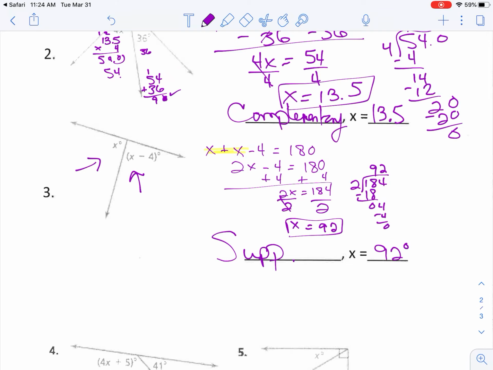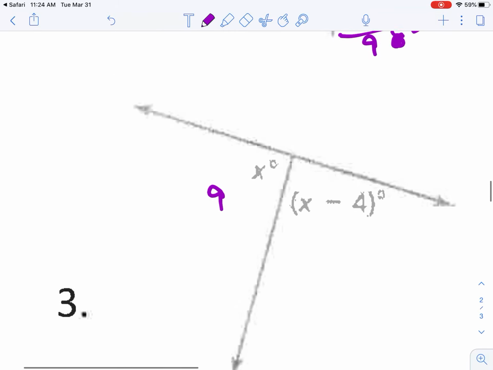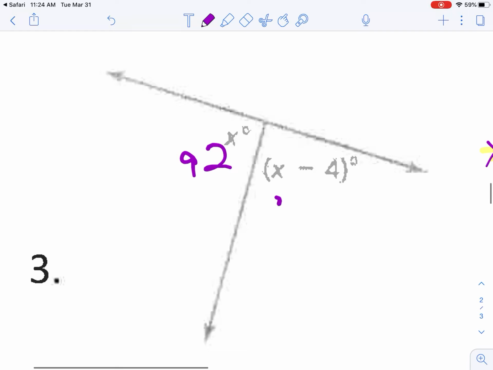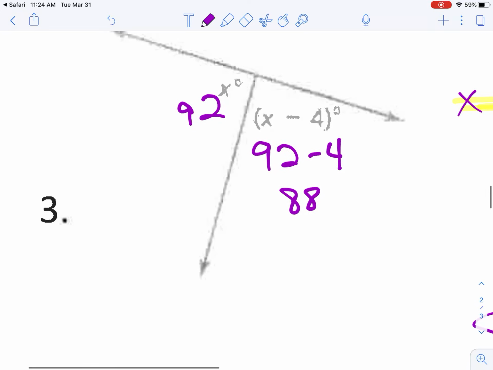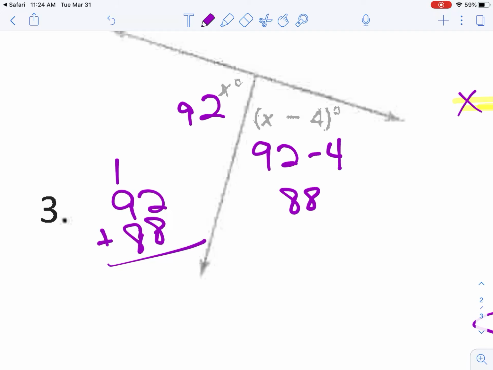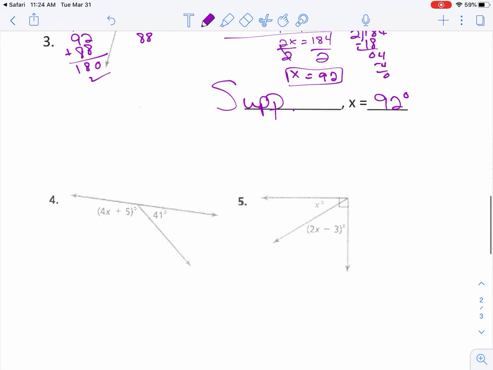Let's check it. We're going to put 92 in for both x's over here. So this one's obviously easy, 92. And this one we're going to do 92 minus 4, which would be what, 88? Add 92 and 88 together. 9, 10, and 8 is 18. That's 180. That's 180 degrees. That's supplementary. There's that straight line.